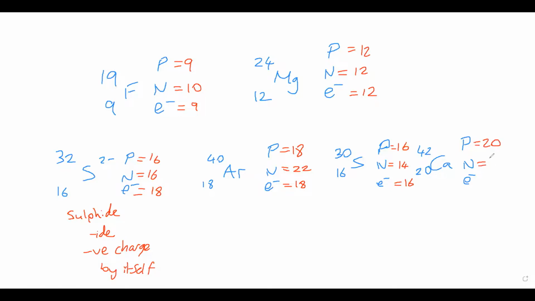We therefore must have 22 neutrons, and we must have 20 electrons to balance out the number of protons.